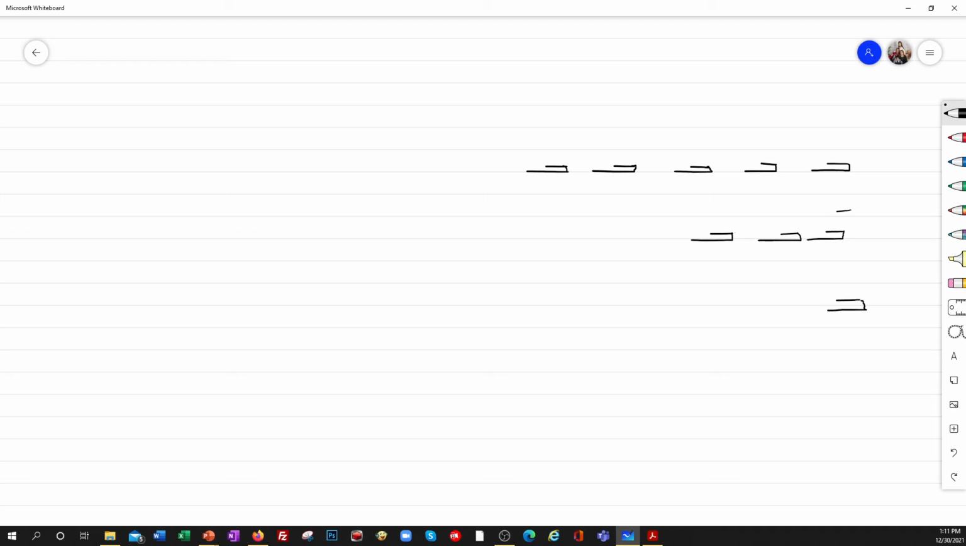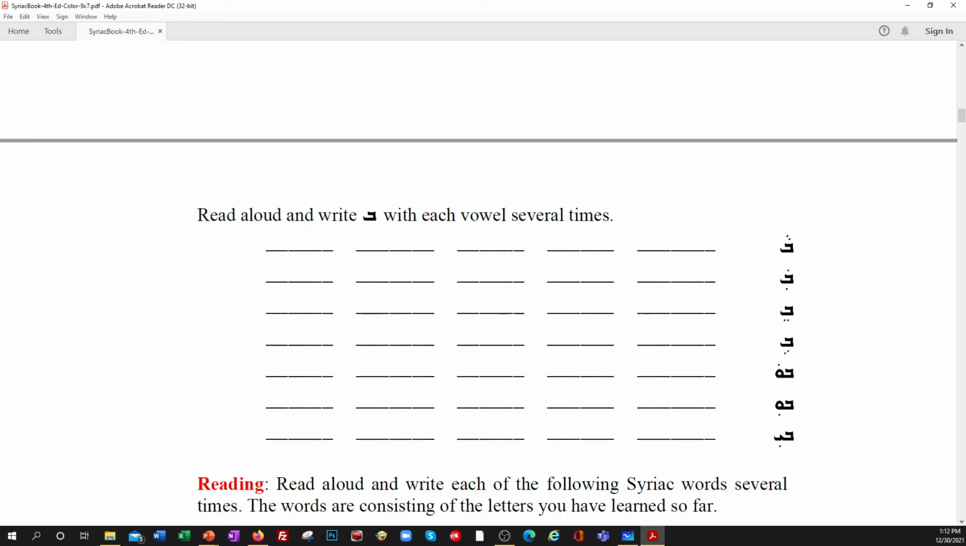For example, Beth is B with the sqapa, ba, ba with the fatha, B with the zlam bshiqa, B with the open E, zlam qishya, Bo with the rwaha, Bu with the rwasa, and then B with the hwasa. So again, ba, ba, b, be, bo, bu, bi. That's for Beth. Let's just move on to Gamal.